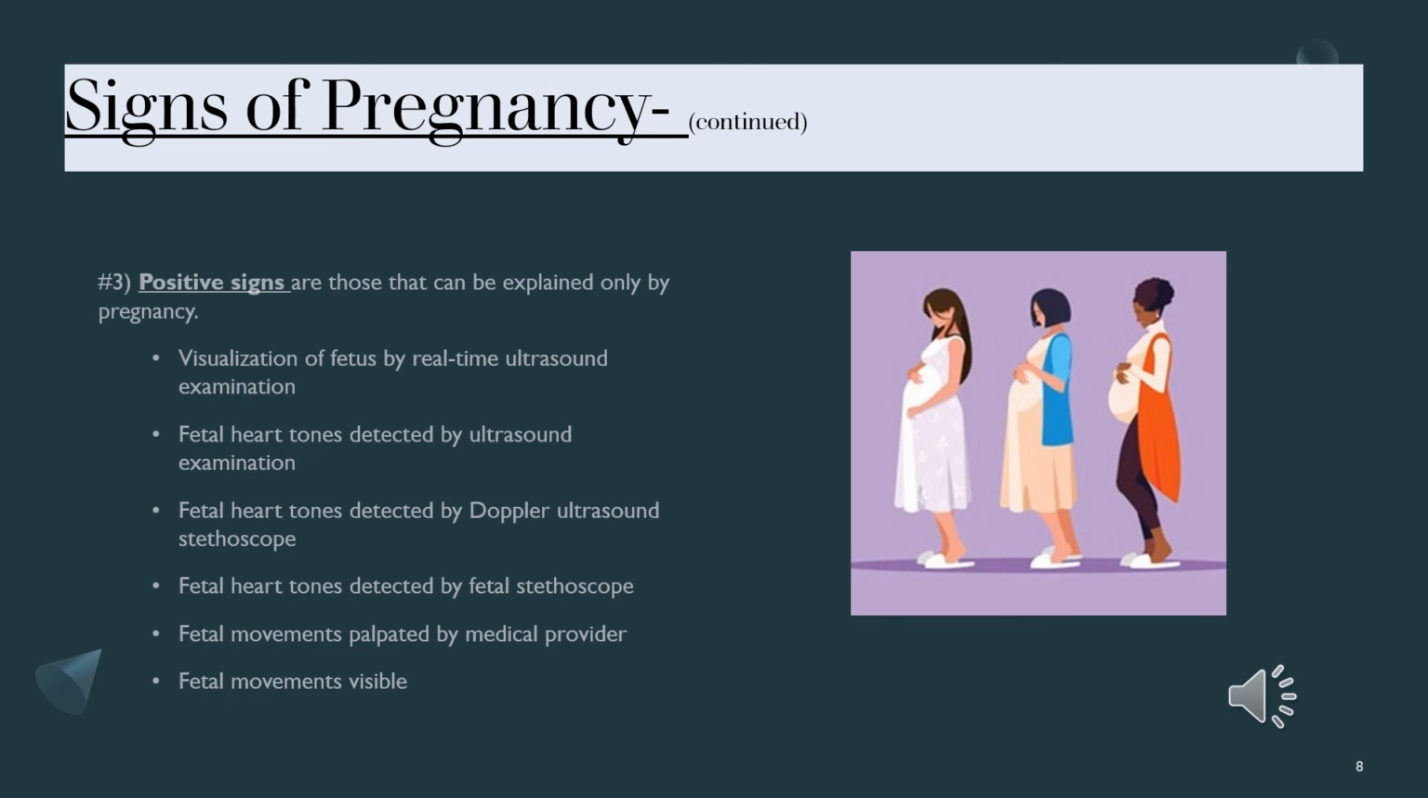If I'm doing an ultrasound and I see a baby, I can hear the heart tones. That's a positive sign of pregnancy. I can hear fetal heart tones by a fetal stethoscope. We'll talk about that one later on in a few slides, I do believe. I've never seen nor used a fetal stethoscope, okay? Usually you're going to see a Doppler, which is the small little machine with a wand on the end that we'll listen to heart tones with. Also a positive sign is feeling fetal movement or seeing fetal movement. Those are all considered positive.